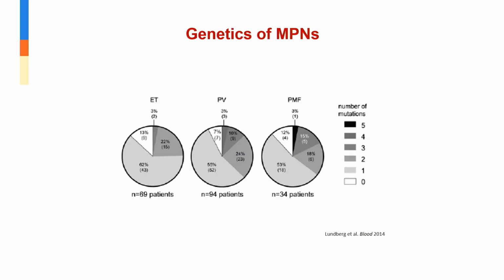But that is something to talk about with your physician if you end up in a situation where they can't find a mutation. Now, as one goes through the diseases, there are more mutations. So PV patients tend to have more mutations than ET, and MF patients tend to have more mutations than any other of the MPNs. Some patients have 5 mutations or 3 or 4 mutations.